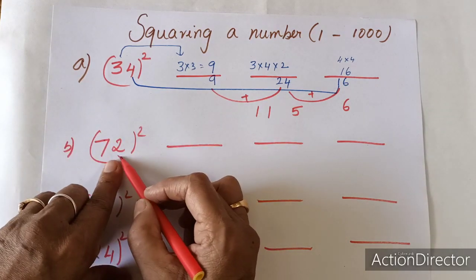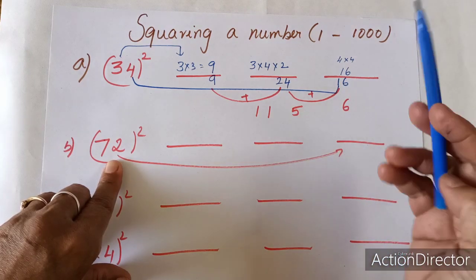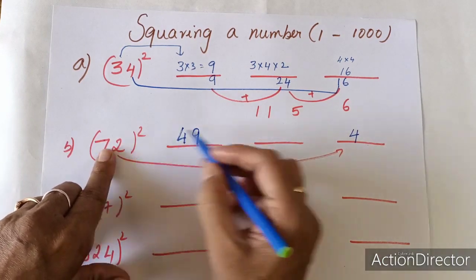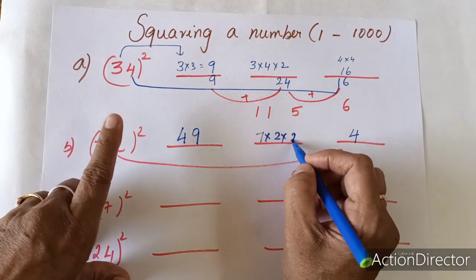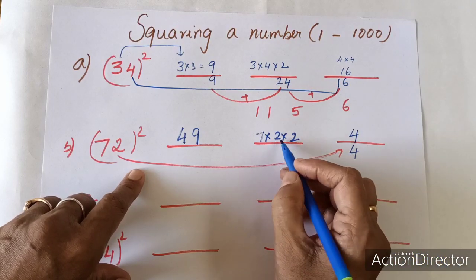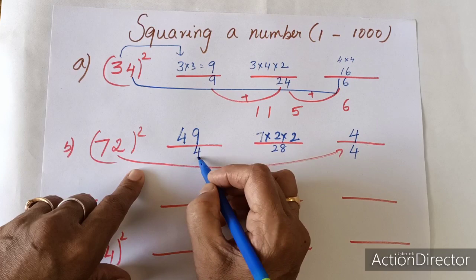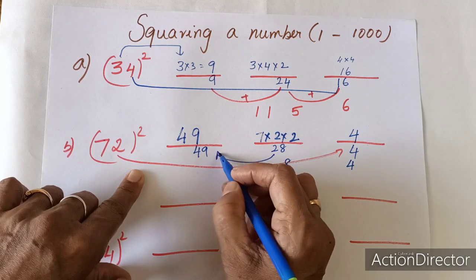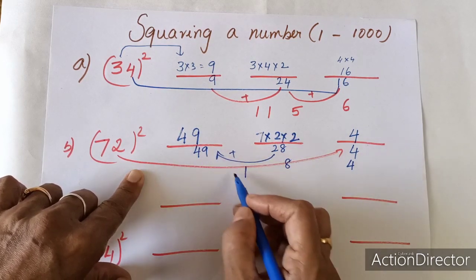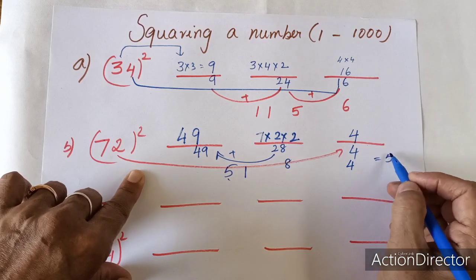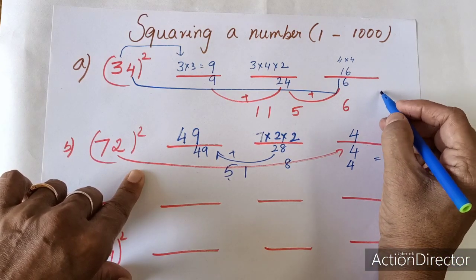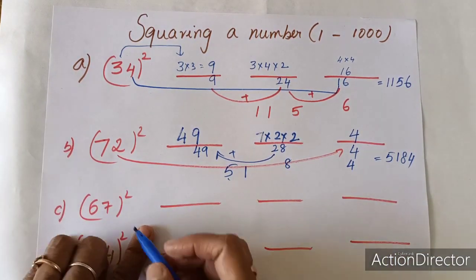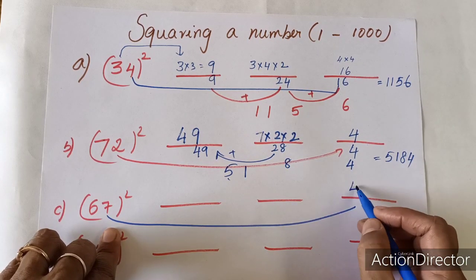Second one, 2 square will be 2 into, now I am going to do directly. 2 square will be 4, 7 square will be 49. In the middle it will be 7 into 2 into this 2. So I will be getting 4, 7 2s are 14, 14 2s are 28, 49. So final answer 4, 8, take the carry, 9 plus 2 is 11. So 5184. So my answer is 5184. Here my answer is 1156.